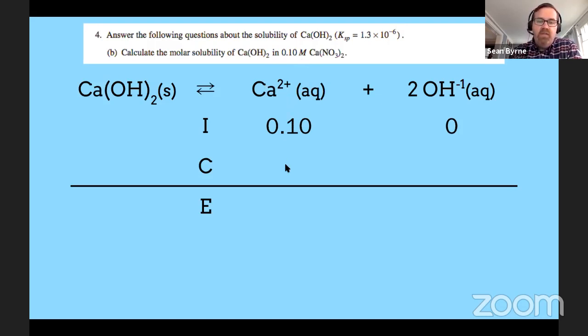We know that every time we add 1 mole of calcium, we add 2 moles of hydroxide, right? So plus X, and we're going to add plus 2X over here, so that at equilibrium, we have 0.1 plus X, and we have 2X for our OHs over there. This is a little bit more complicated of an ice table than we've had before, but that's because of our common ion.